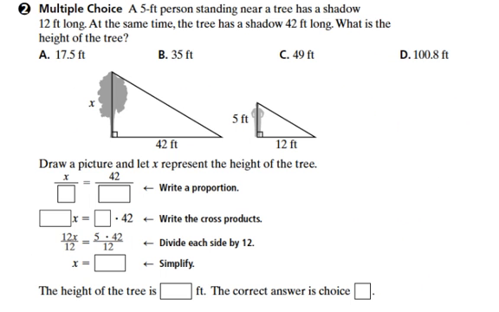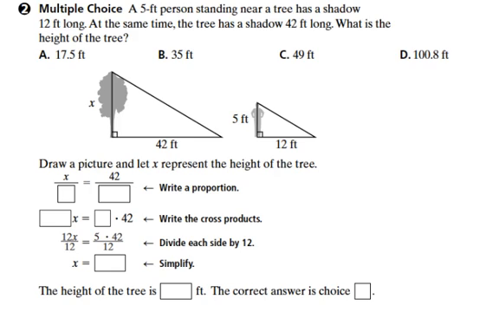Number 2. A 5-foot person standing near a tree has a shadow of 12 feet. At the same time, the tree has a shadow of 42 feet long. What is the height of the tree? We need to set this up as a proportion. If we draw ourselves a picture and we let x represent the height of the tree, the height of the tree is x and its shadow is 42. The height of the person is 5 feet and its shadow is 12.